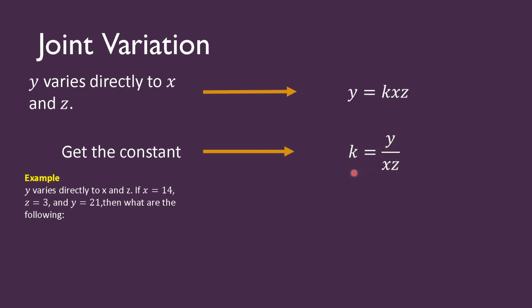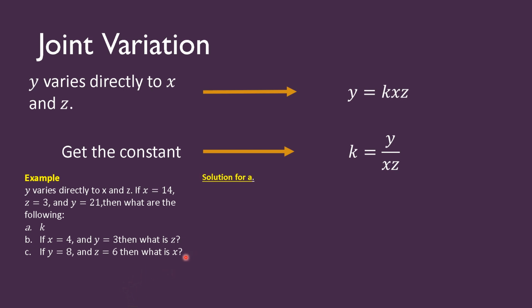So for example, y varies directly to x and z. If x is equal to 14 and z is equal to 3 and y is equal to 21, then what are the following? A, the constant. Another problem is if x is equal to 4 and y is equal to 3, then what is z? Then if y is equal to 8 and z is equal to 6, then what is x?